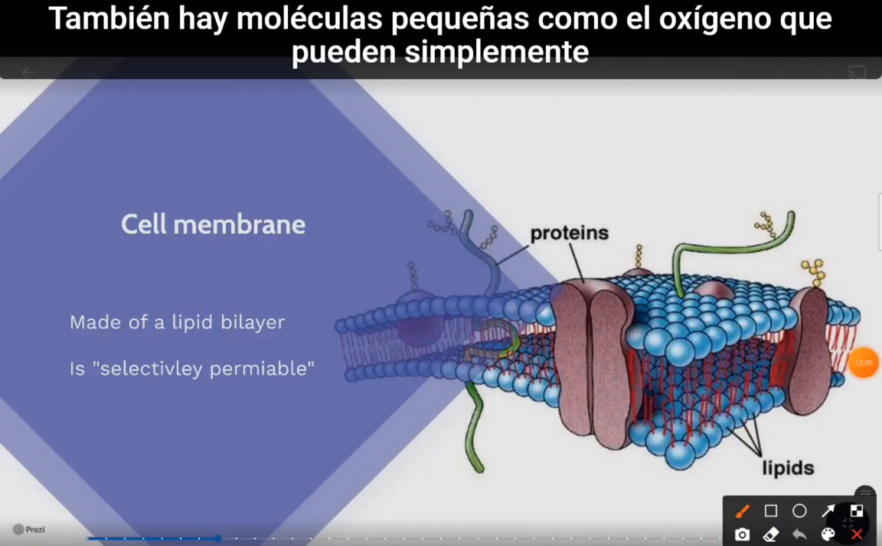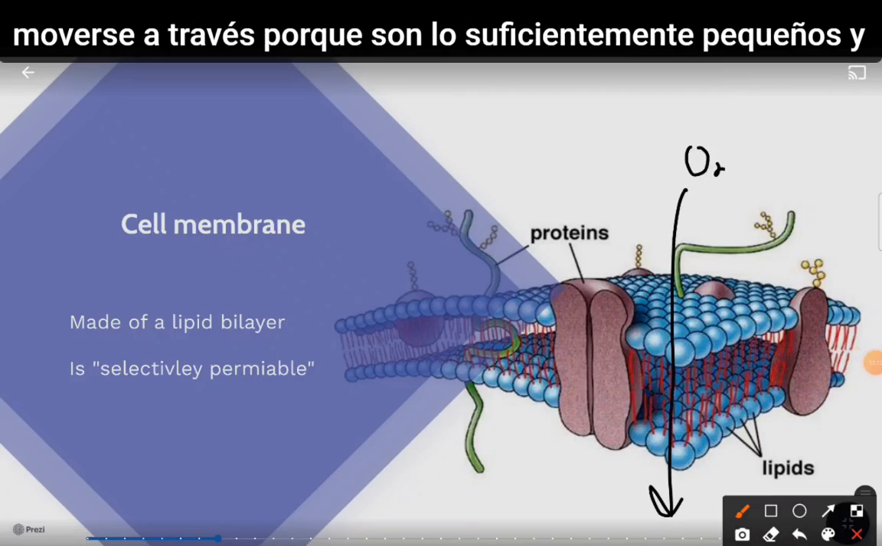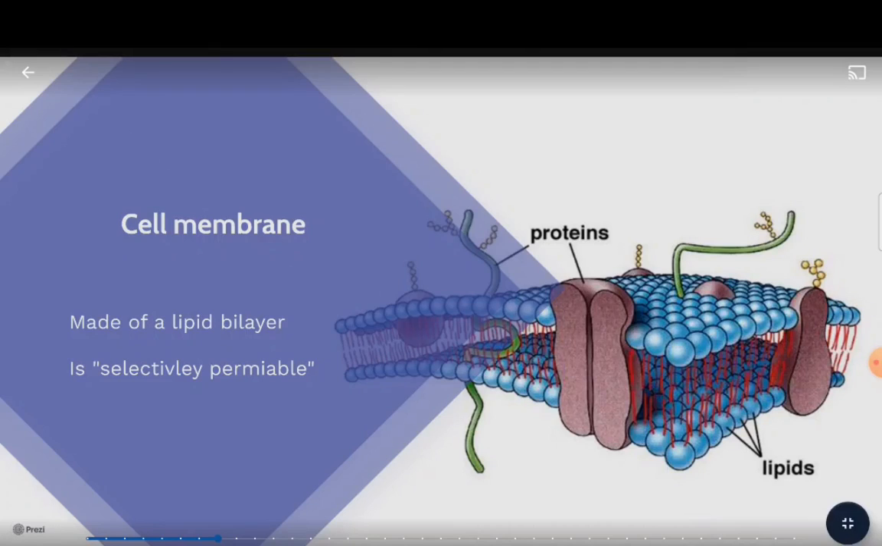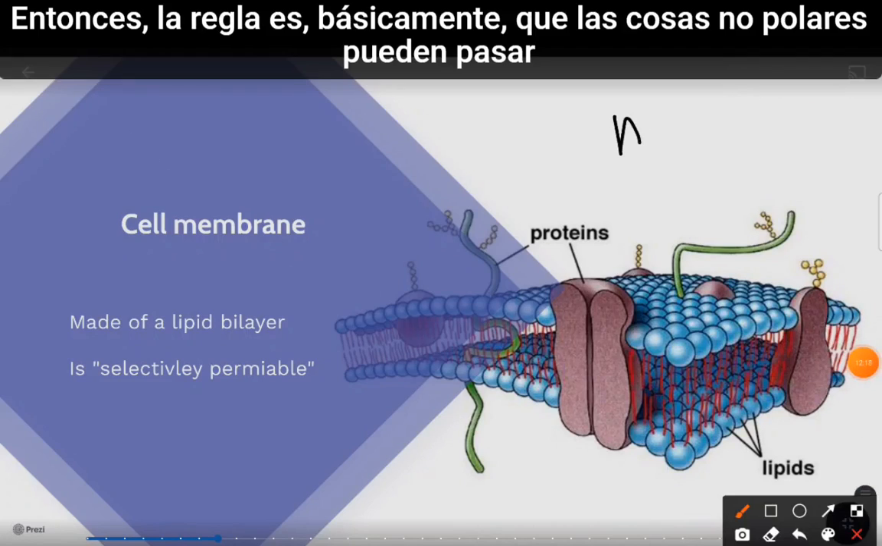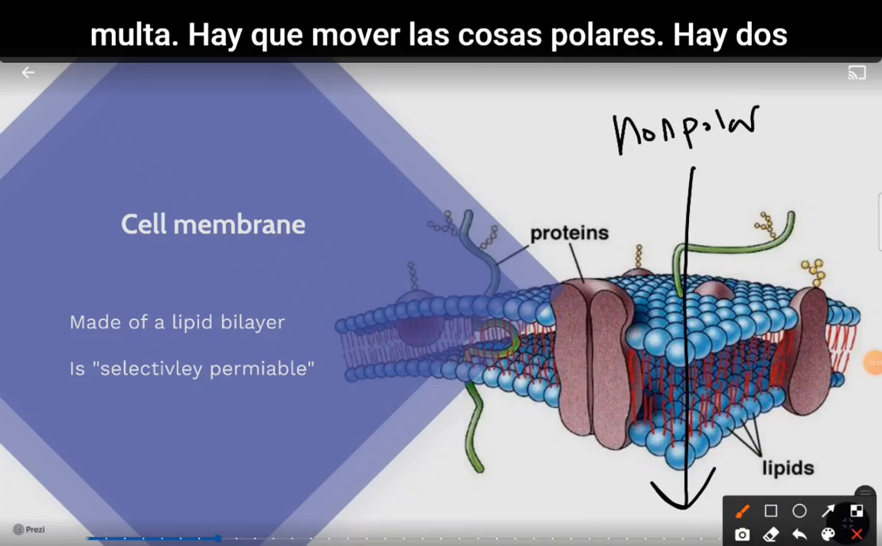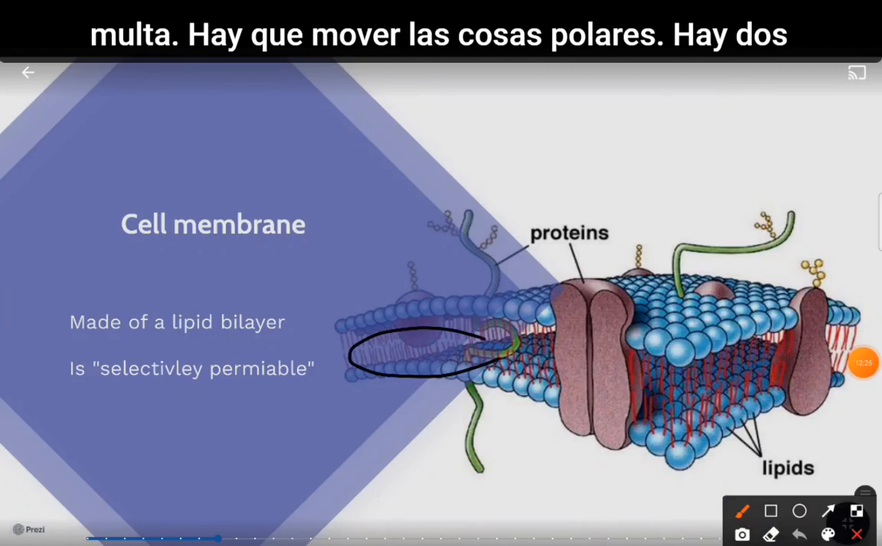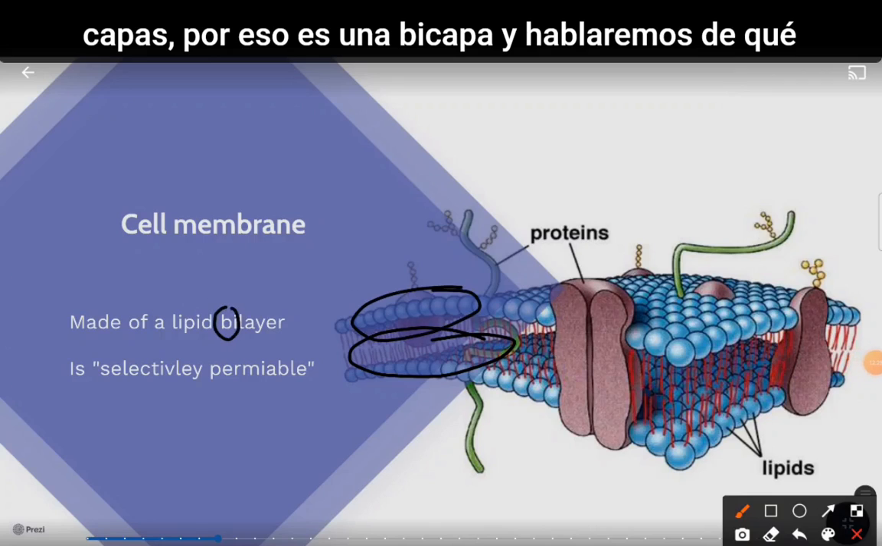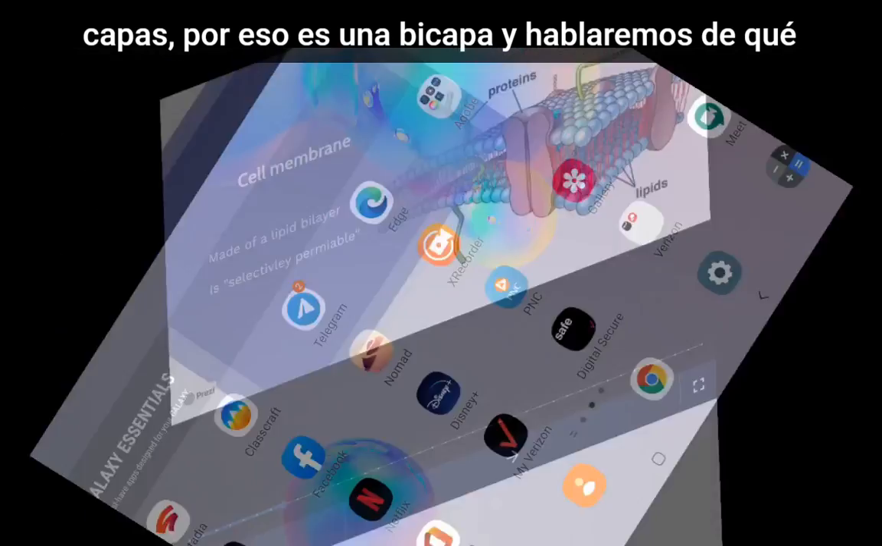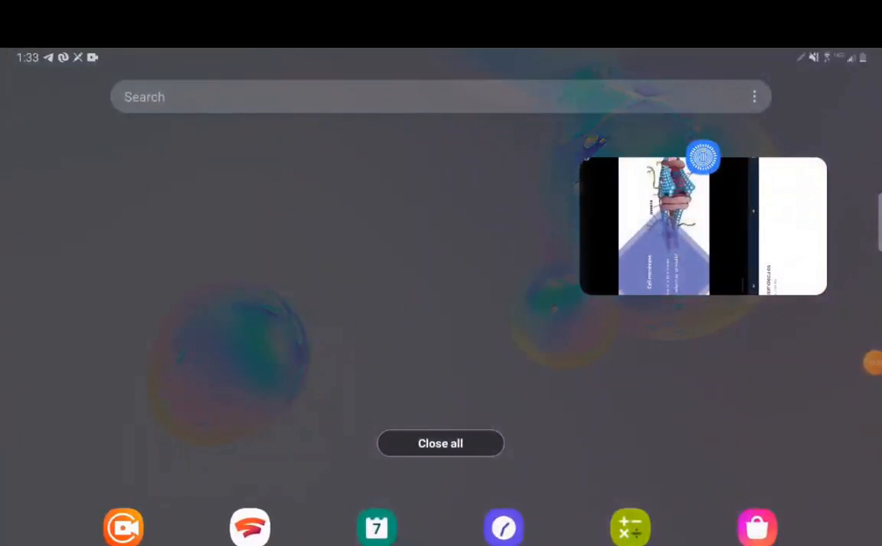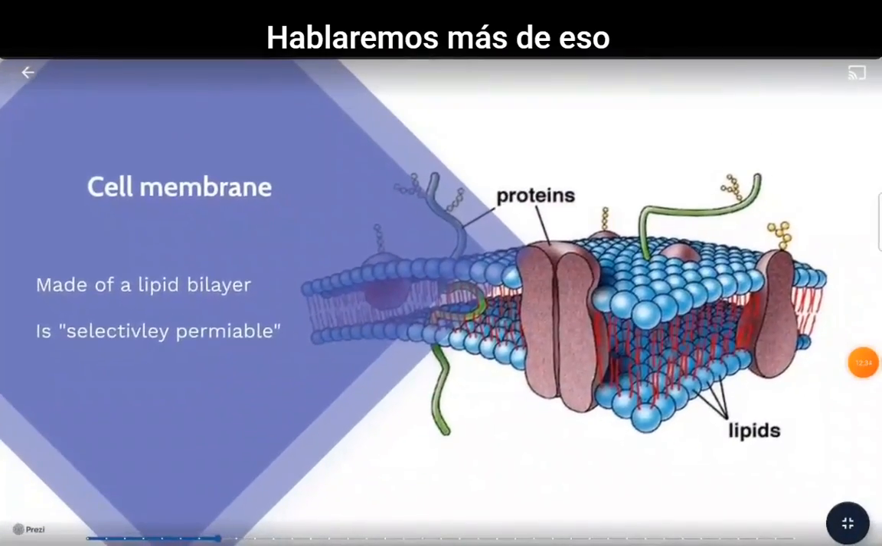There are also small molecules like oxygen that can just move right through because they are small enough, and they are nonpolar. So the rule is basically nonpolar stuff can get through just fine. Polar things have to be moved through. There are two layers, which is why it is a bilayer. We will talk more about that later.